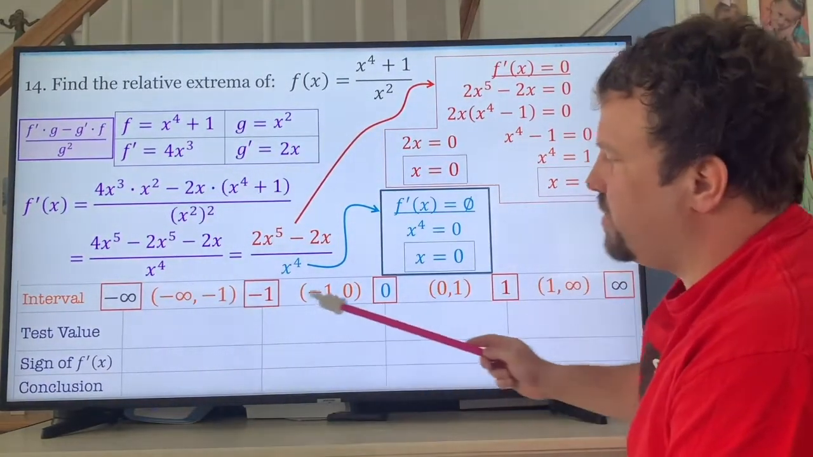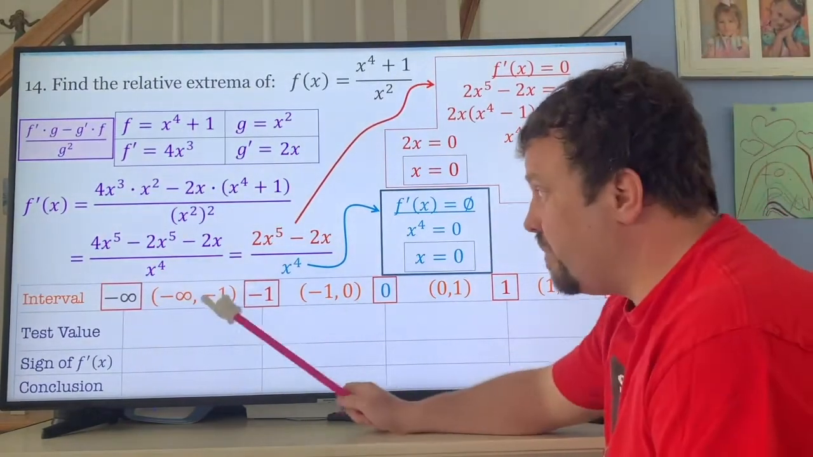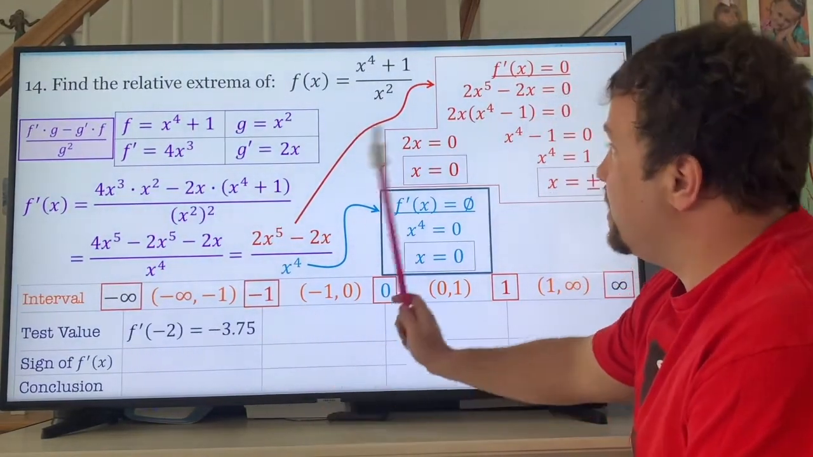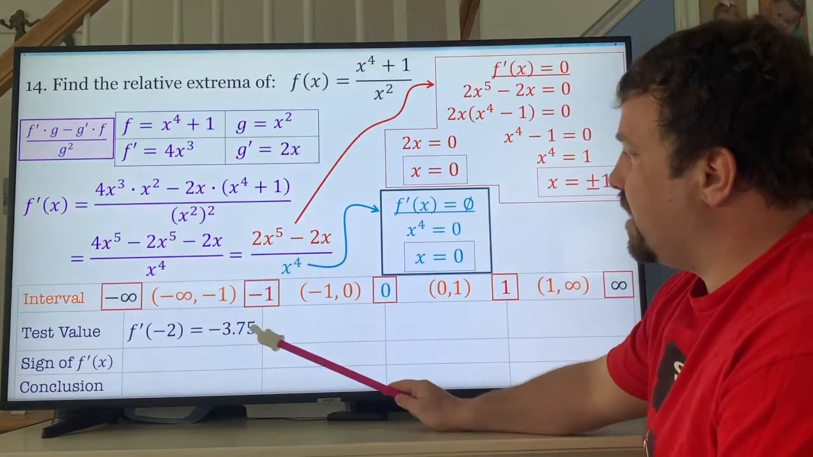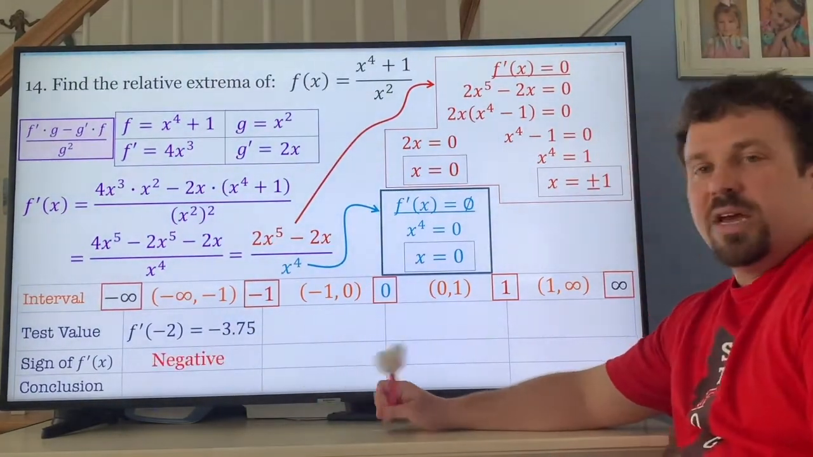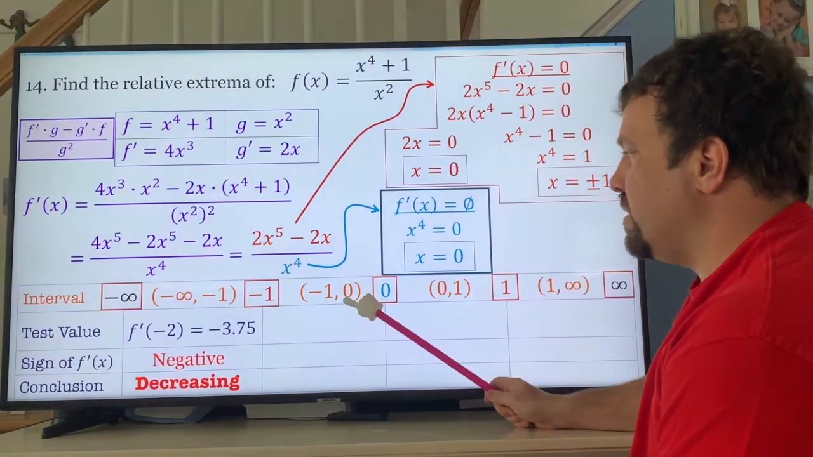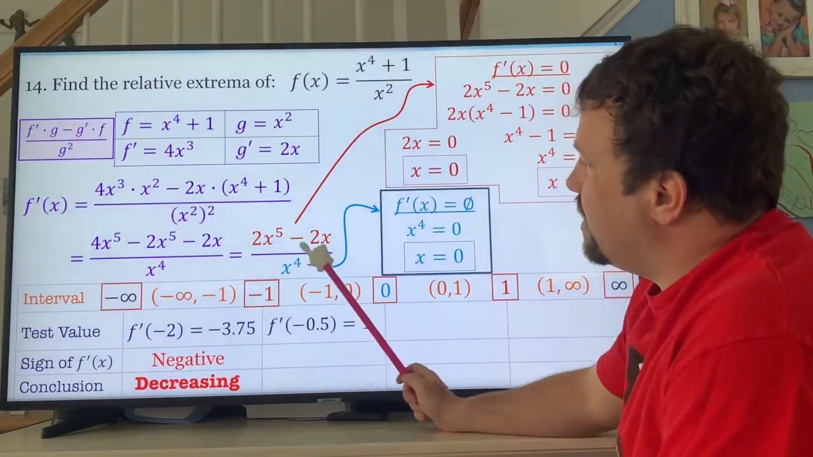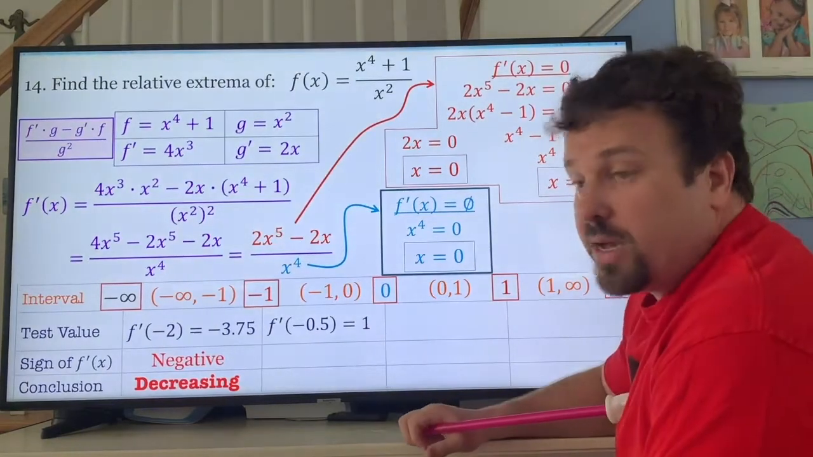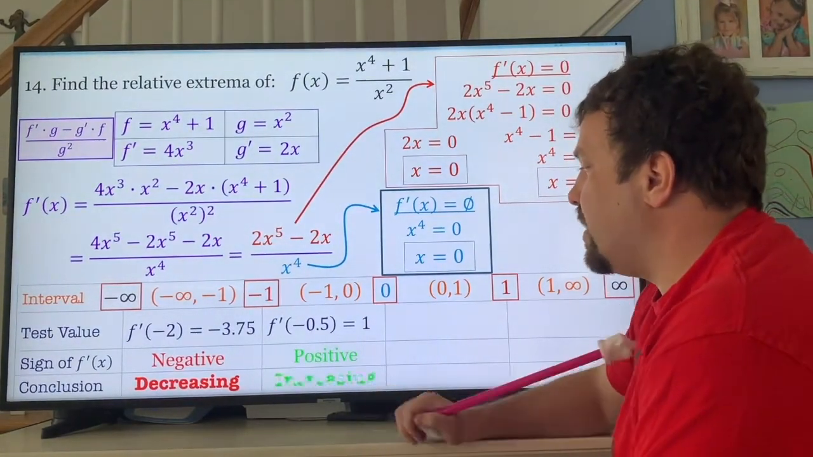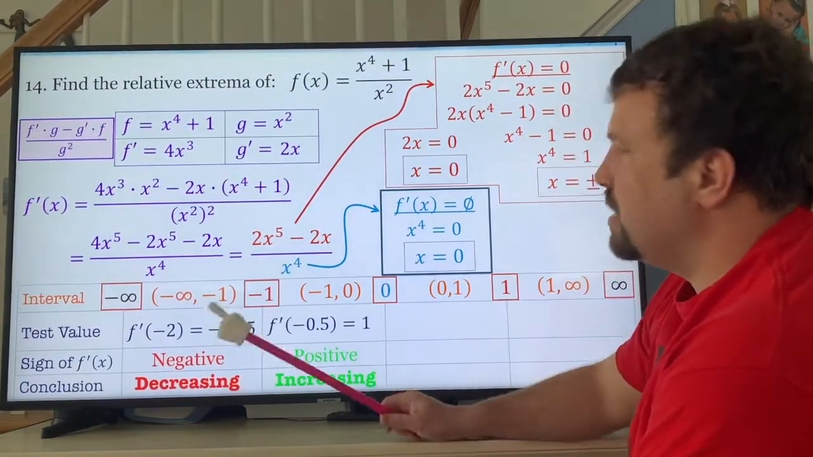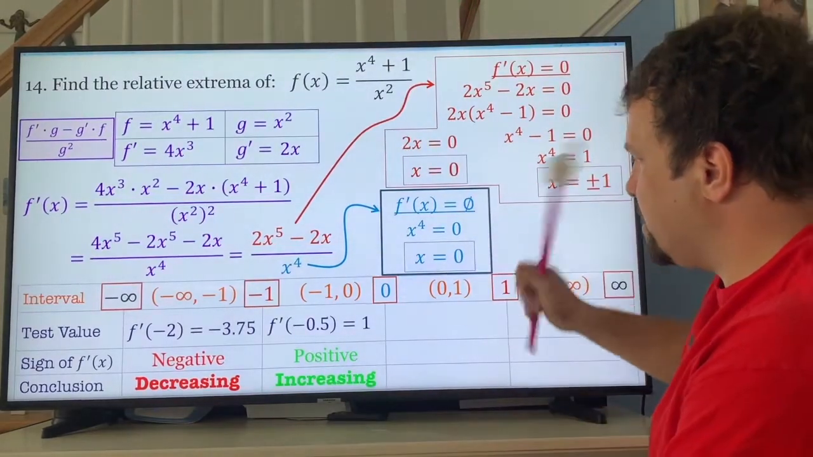Pick your test numbers between each one of these intervals as you did before. -2 is a good one. When you plug it into this equation right here, you get -3.75, which is a negative number, which means your graph is going to be going down. All right, take a number between these two, like -0.5, plug it in here. Make sure you type it in your calculator correctly. You get 1, which is a positive number, which is increasing. So you're going to be decreasing and then increasing.